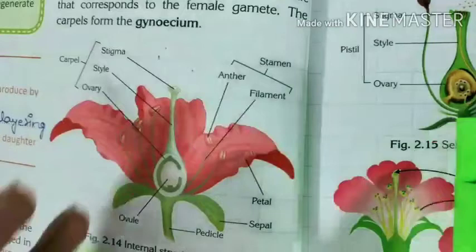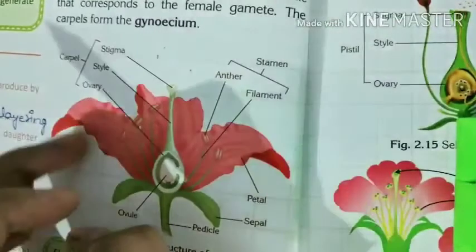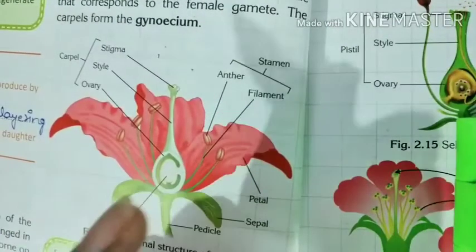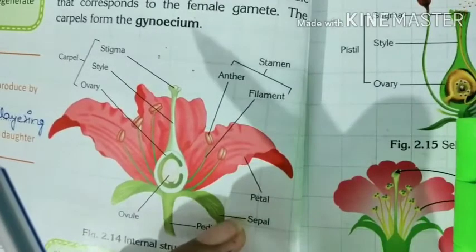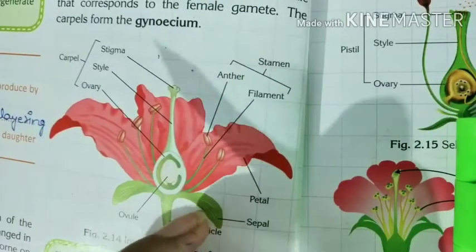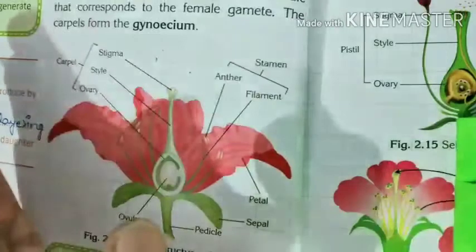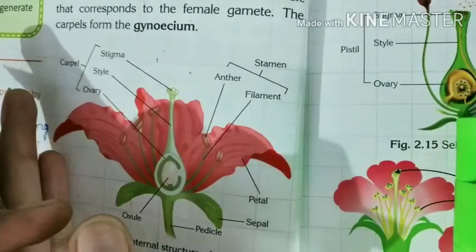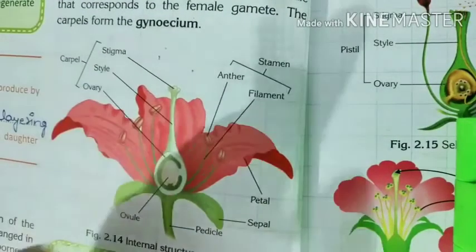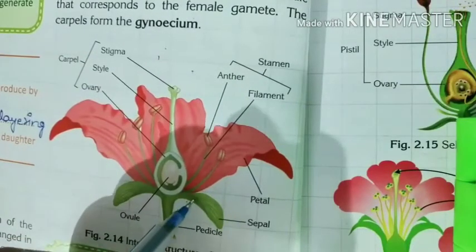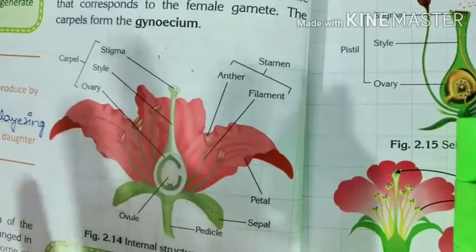So the flower is the sexual organ in the case of plants. That means the remaining part of the plant, other than the flower, is known as the vegetative part, and the flower is known as the sexual part of the plant.